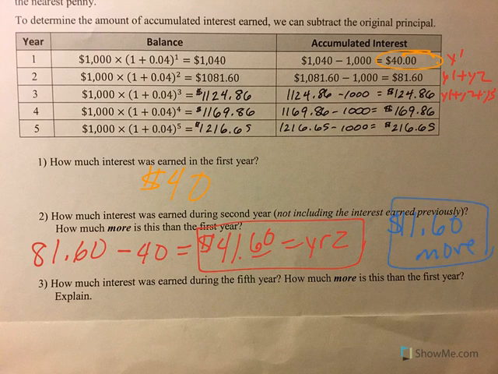And you might say, well, it's only $1.60. Yeah, but it's free money. And it's $1.60 more just that year. Every year it's going to go up a little more. Like, what about the 5th year? Well, this is years 1 through 5.